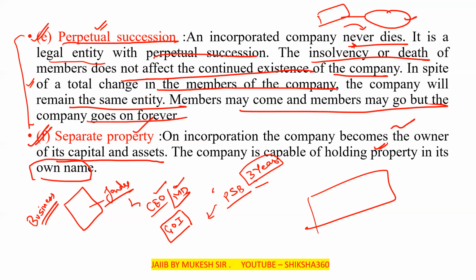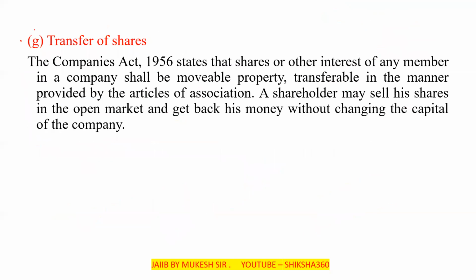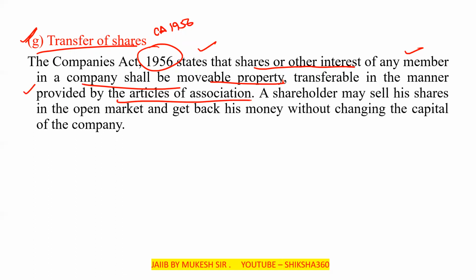Now move to the next one, transfer of shares, clear. This is also mentioned under the Companies Act 1956. The Companies Act 1956 states that the shares or other interest of any member in a company shall be movable property, clear, transferable in the manner provided by the articles of association.